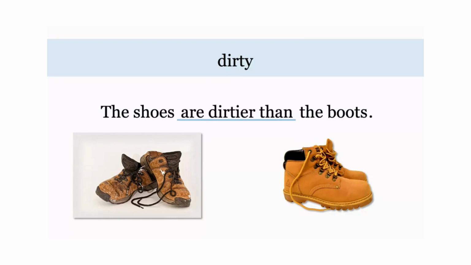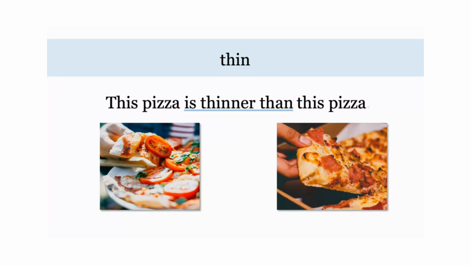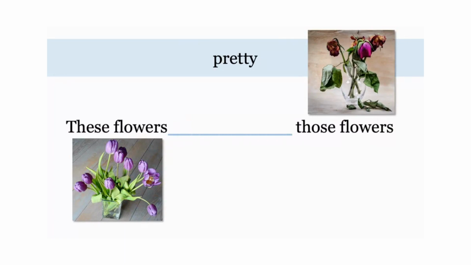Now the adjective is thin, and we are comparing this pizza and this pizza. What goes here? This pizza is thinner than this pizza. Did you remember to double the N? Pretty. These flowers and those flowers. These flowers are prettier than those flowers.